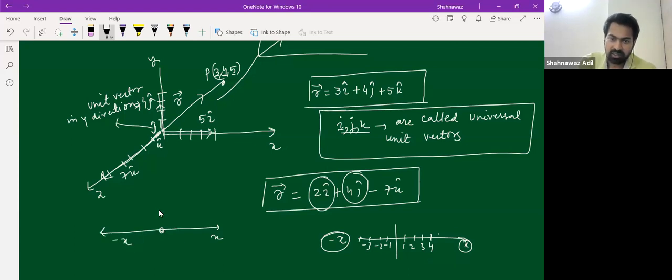And let's say this is y direction. The opposite to y direction would be what? Minus y, right? And similarly, we have this z direction. So opposite to this z direction, you have minus z.